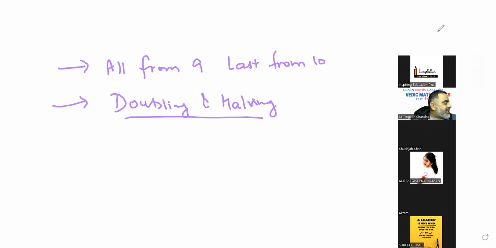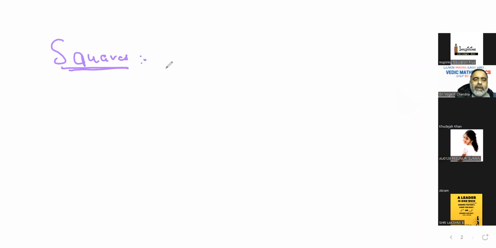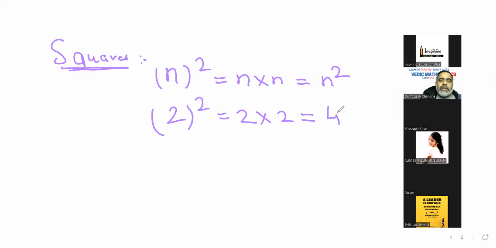Okay, then let's start further. We'll be starting with squares today. What is a square? A number multiplied by itself. So if n is 2, it becomes 2 into 2, 4. So the very first requirement is we need to remember that table, what we did in workshop also. I'll just repeat.